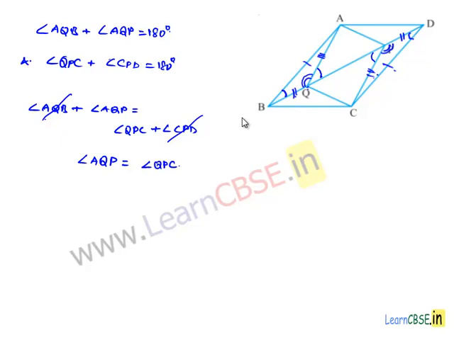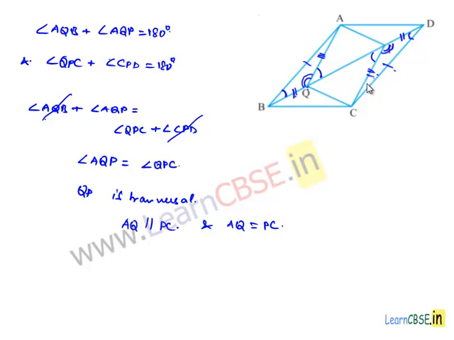Since angle AQP is equal to angle QPC, the two angles on either side of transversal QP are equal. That means the alternate interior angles are equal, so AQ is parallel to PC, and we also know that AQ is equal to PC.